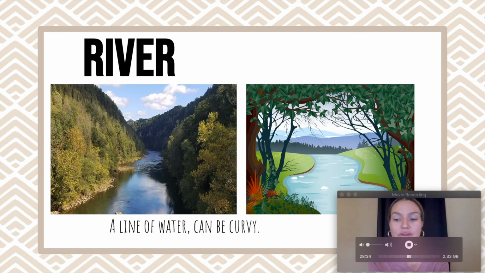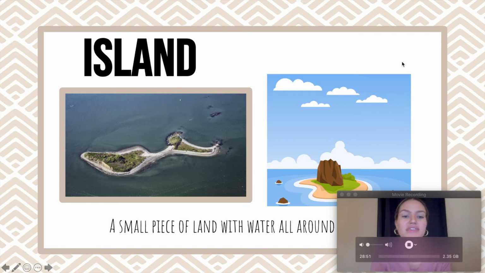A river is going to be a line of water. It might be curvy, it might be straight, but a line streaming down is a river, okay? So a lake might be a large body of water that's sitting still, and a river is a line of water that is moving constantly. Then we have an island. An island is a piece of land with water all around it, okay? An island is going to be off of the mainland in the middle of the ocean usually.